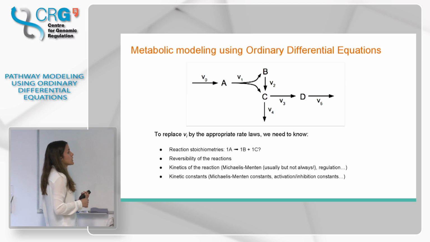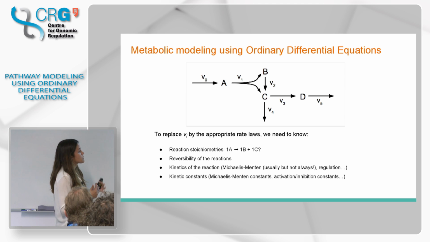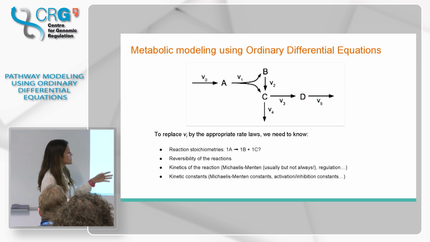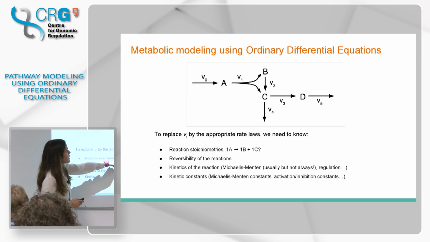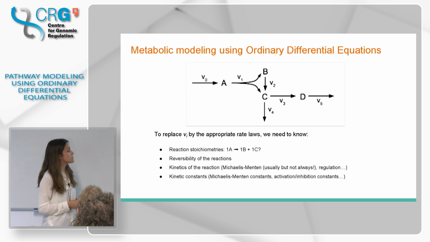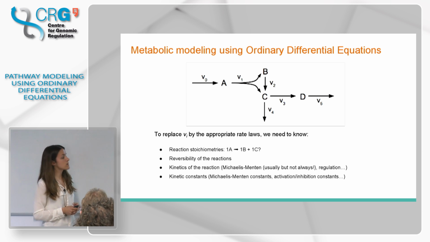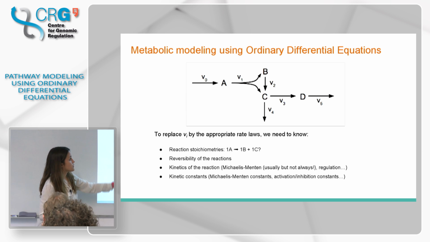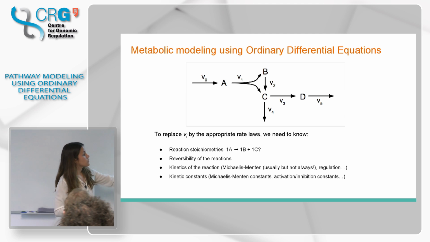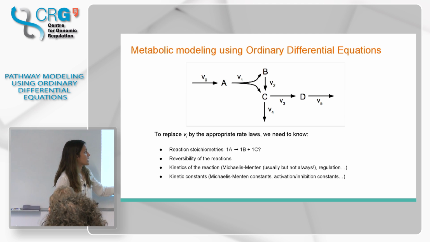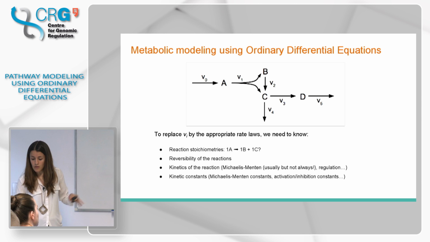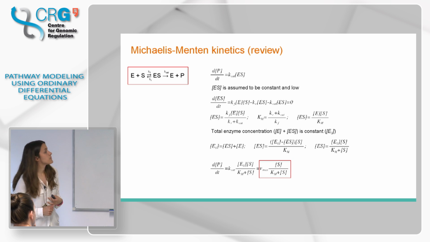To do this, we need to know a number of things regarding the biology of the system. We need to know the reaction stoichiometries. For example, here is one molecule of A producing one of B or one of C, and one of C or not. We need to know also whether the reactions are reversible or not. We need to know about the kinetics of the reaction. Are they Michaelis-Menten, which is usually the case but not always, and how are they regulated? And also we need to know the kinetic constants for each of the reactions. So we're going to go through all of this now.